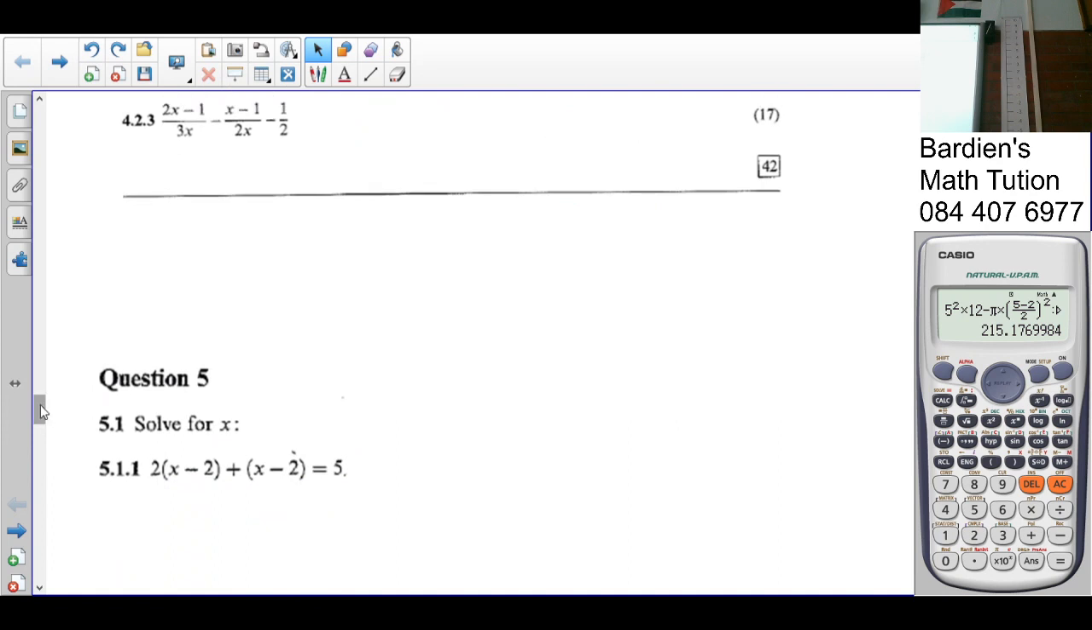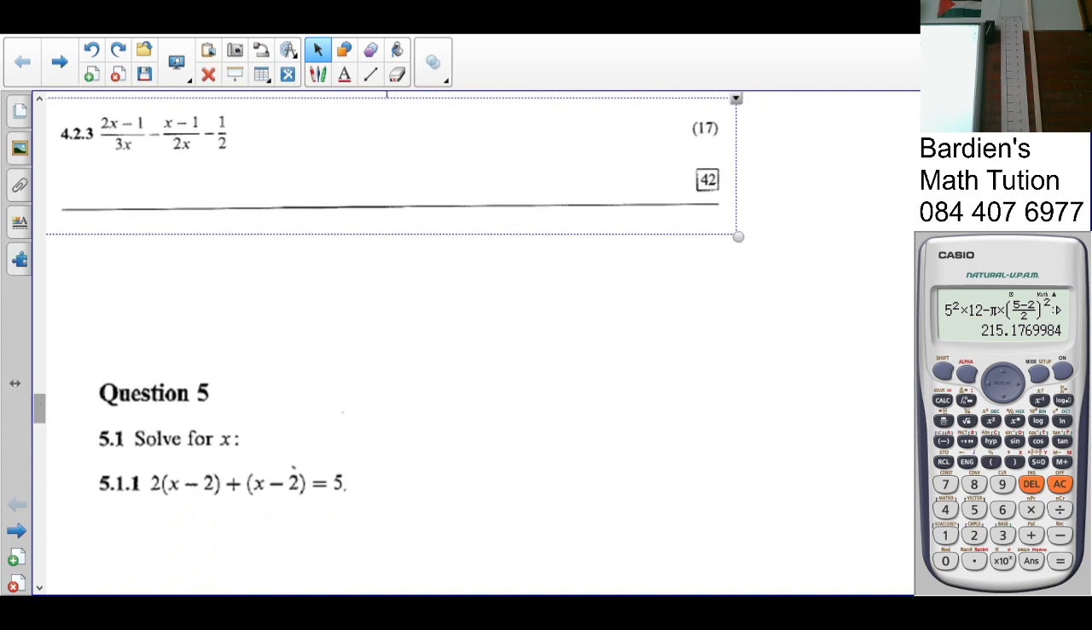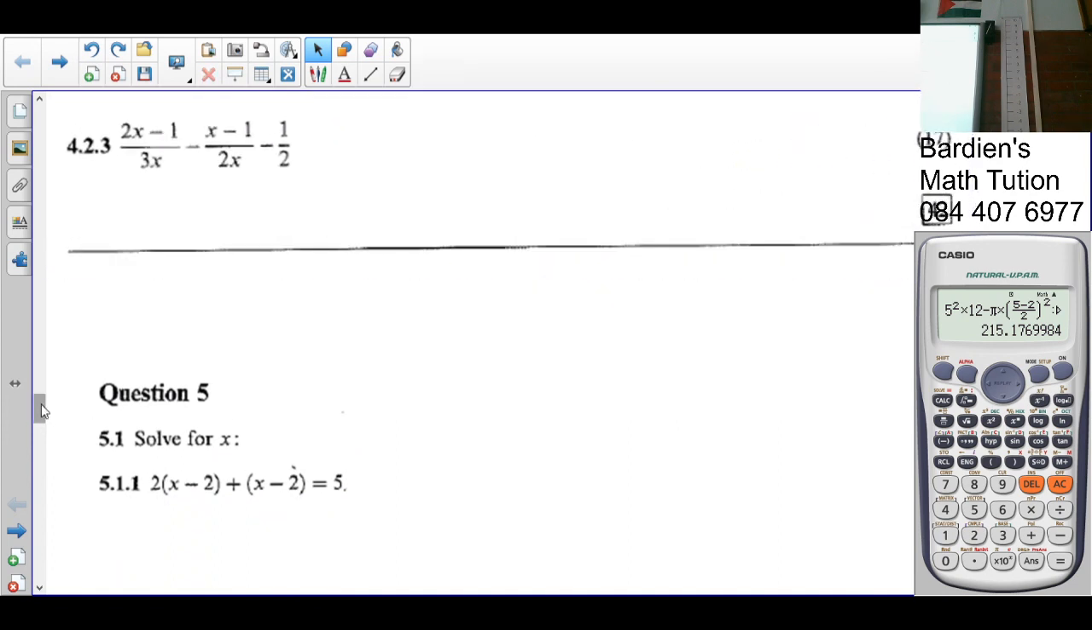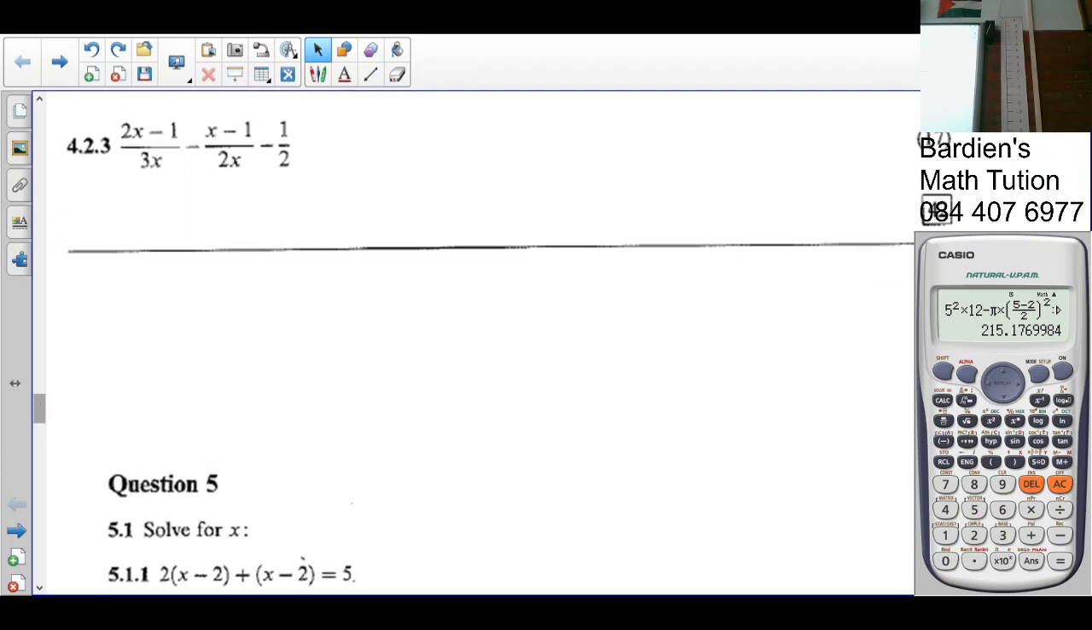Next question. So what needs to be done first here? What needs to be done first? LCM.